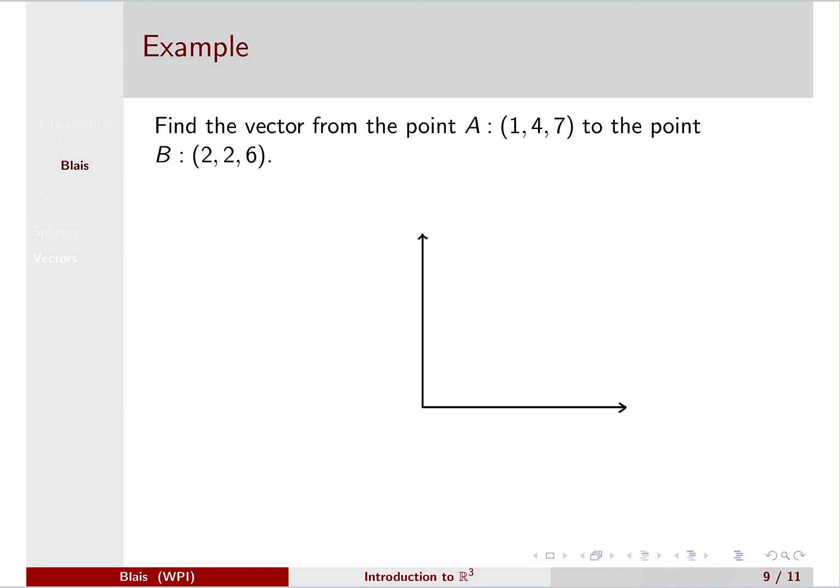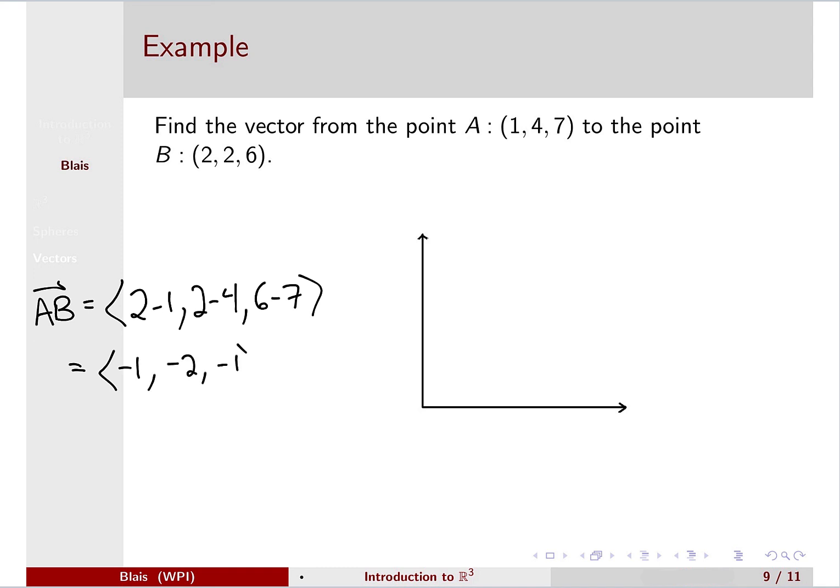For example, suppose we want to find the vector from the point A, (1, 4, 7), to the point B, (2, 2, 6). Our vector AB will be the vector where, again, we take the x-coordinate of the end point and subtract the x-coordinate of the beginning point: 2 minus 1. For the y-coordinate, take the y-coordinate of the end point and subtract the y-coordinate of the beginning point: 2 minus 4. For the z-coordinate, take the z-coordinate of the ending point and subtract the z-coordinate of the beginning point: 6 minus 7. Thus we get (1, -2, -1).